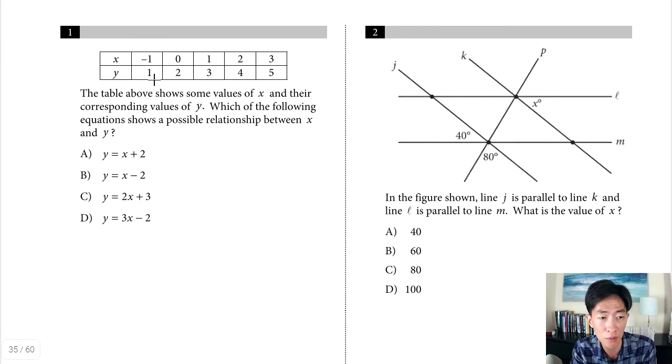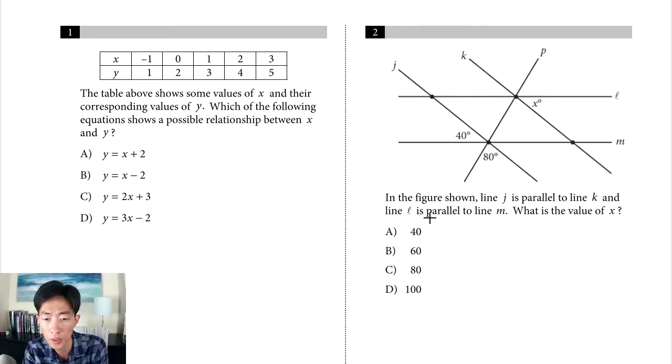You'll notice that every value of y is 2 more than its corresponding value of x. 0 plus 2 is 2, 1 plus 2 is 3, 2 plus 2 is 4. So basically that just means that we're taking the x value, adding 2 to it, and then we get y. That's shown exactly here by choice A, and that's the answer.